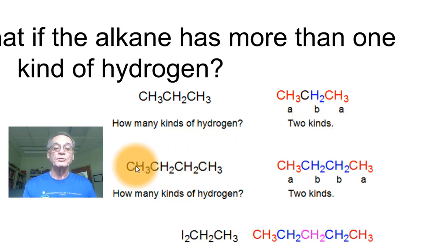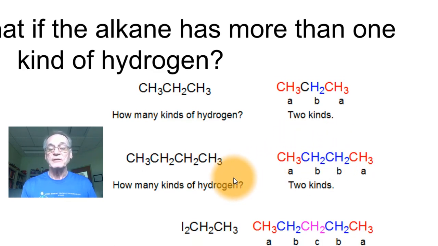What about butane, the next one on the list? So 4 carbons in a straight line. How many kinds of hydrogens are there? And the answer is, again, 2 kinds. So the CH3s on the ends are the same as each other, and the CH2s in the middle are the same as each other. So again, we have 2 kinds. I've labeled them as A, B, B, and A. So the CH3s are A and the CH2s are B.